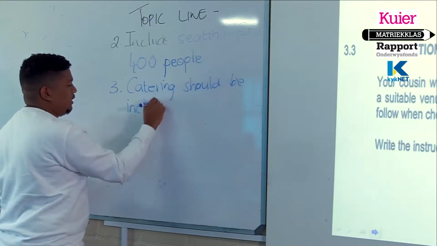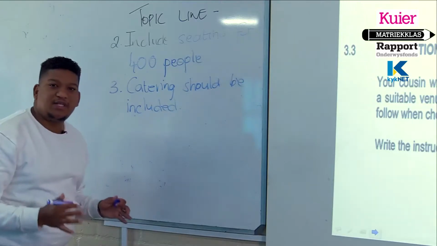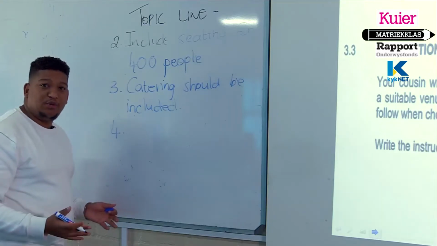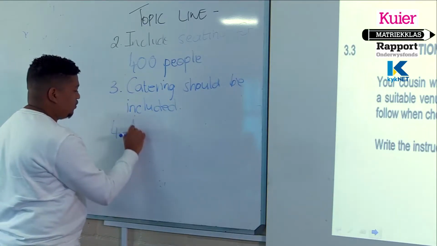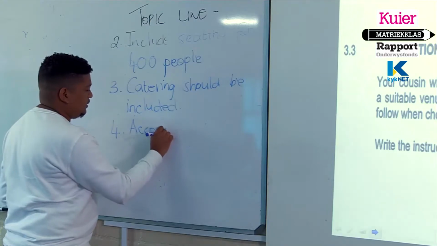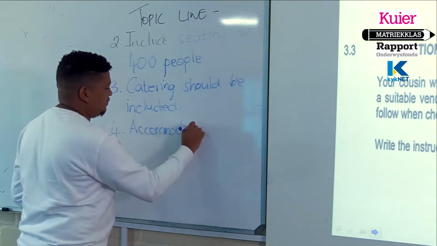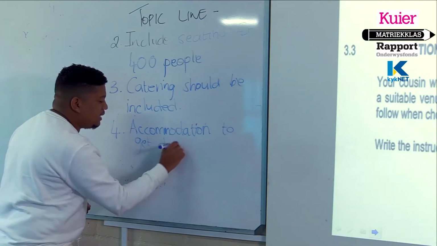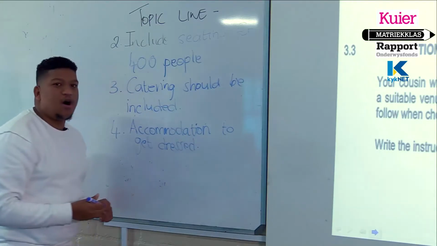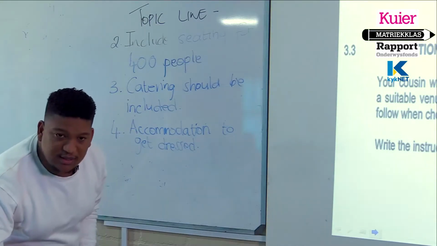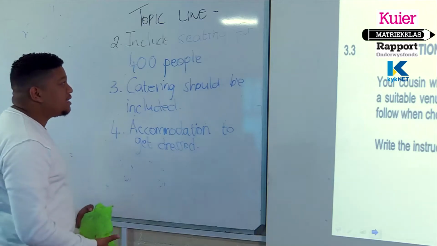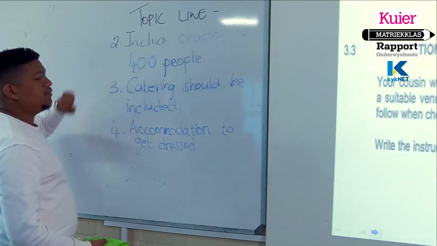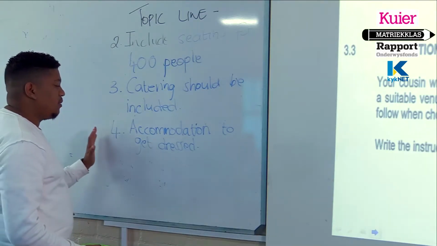So I note, grade 12, that these are the instructions my cousin is going to give me. Number 4 could be that there would be accommodation for them to get dressed. Right? So they would like to get dressed at the venue, and clearly these would be some of the instructions. These are the things I'm going to look for that my cousin provided to me. So I know, include seating for 400 people, catering should be included, accommodation to get dressed.